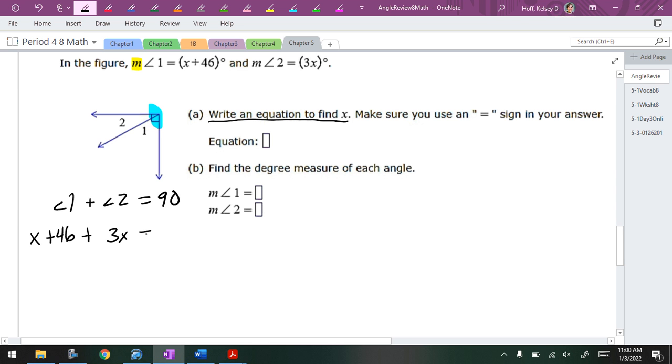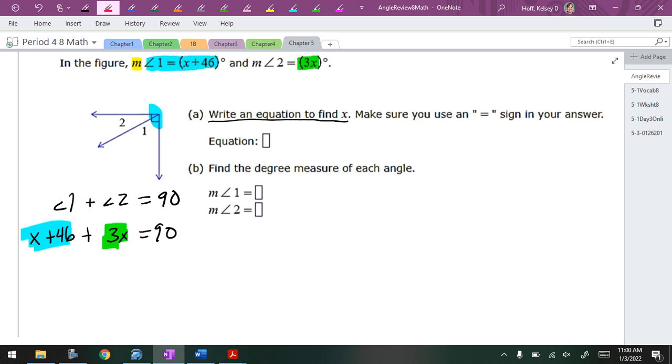So I replace angle 1 with x plus 46 plus, what's angle 2? 3x equals 90. Does everybody see where he got that information from? Right up here. Angle 1 is x plus 46, so he swapped it out. And angle 2 is 3x, so he swapped that out. That is your answer to part A. X plus 46 plus 3x equals 90.